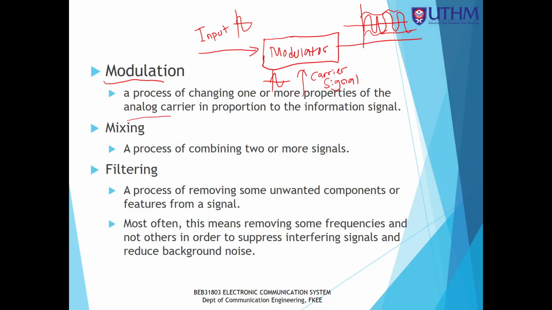Okay, so modulation process akan mengubah sifat carrier berkadaran dengan perubahan input signal. Okay, so that's the fundamental of modulation. So you see that one or more properties of the carrier will change. Okay, apakah property of the carrier yang terlibat? Ada tiga yang kamu akan pelajari. Yaitu the first one is the amplitude. Okay, the second one is frequency.